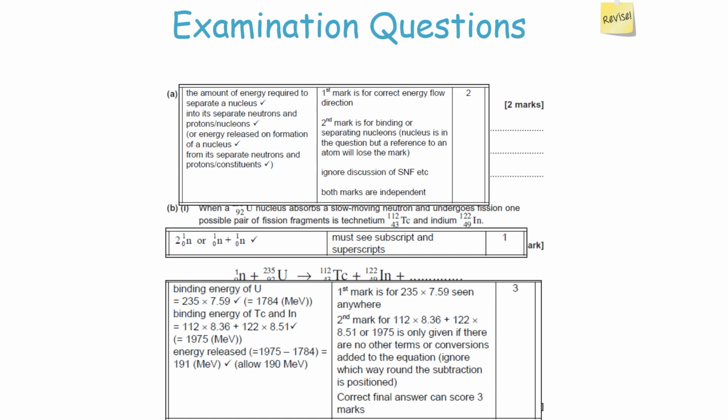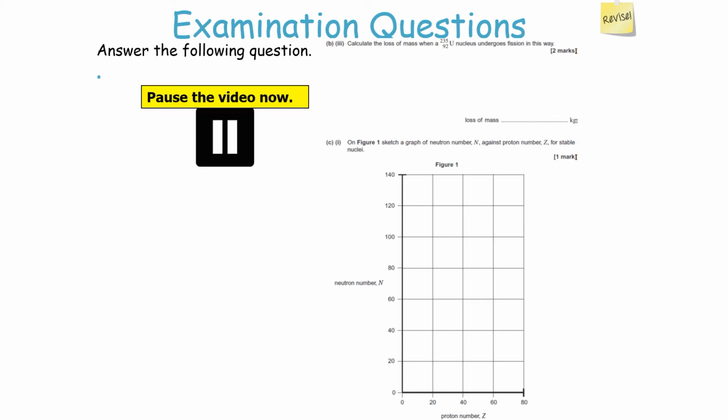Let's get you your answer. Let's have a look at another question then. So calculate the loss of mass when that uranium nucleus undergoes fission in this way, and then sketch on the graph a neutron number against proton number for stable nuclei. So pause the video now, then unpause the video when you want to go through the answer.